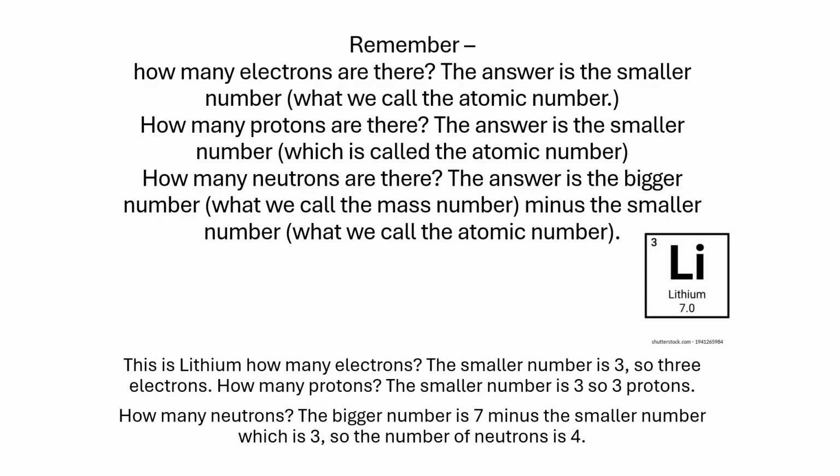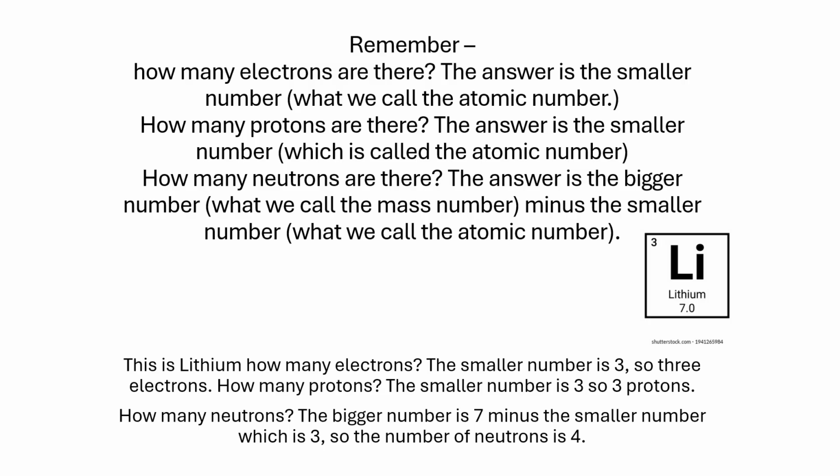So how many neutrons? The answer is, and you have to do a little bit of maths, you can't just read a number for the neutrons. The answer is the bigger number that you can find in the periodic table minus the smaller number which you can find in the periodic table. Now the bigger number we call the mass number, and the smaller number, as we said before, we call the atomic number. But we'll just call them big number and small number.